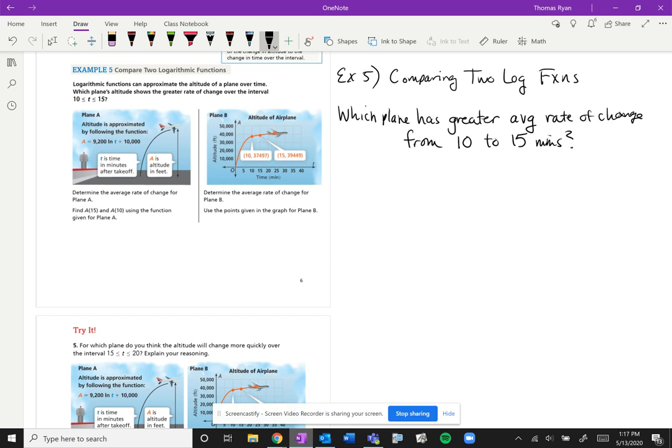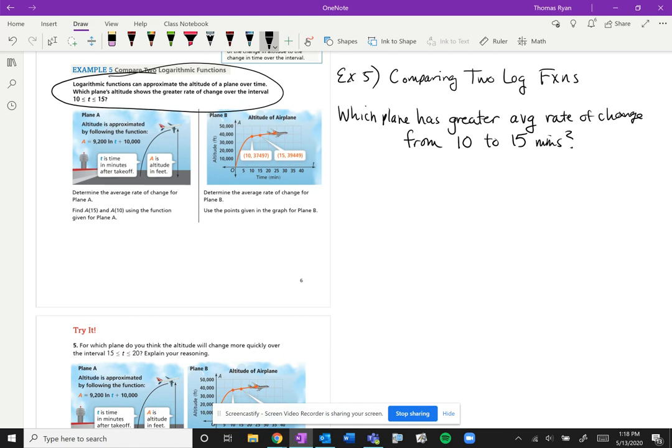Okay, people, last example, example 5. Now we're going to actually take this to the real world, compare two log functions. All right, I'm going to read from over here. Logarithmic functions can approximate the altitude of a plane over time, which is so true.